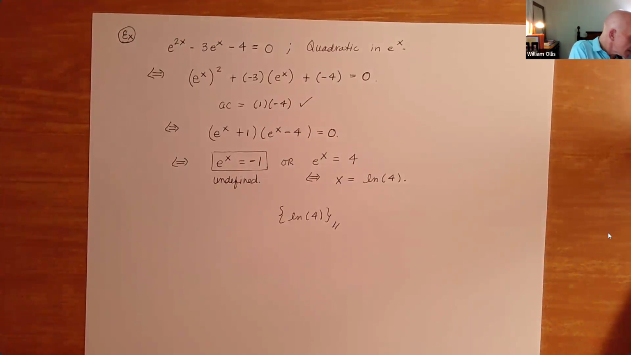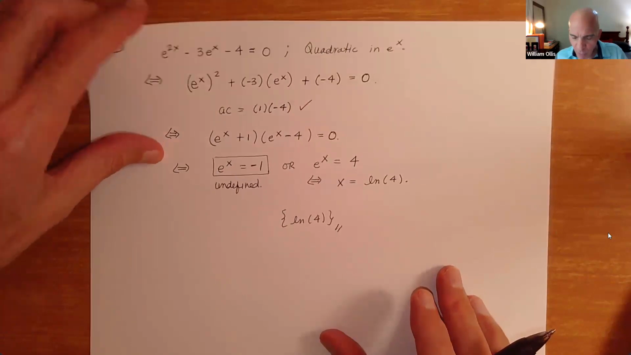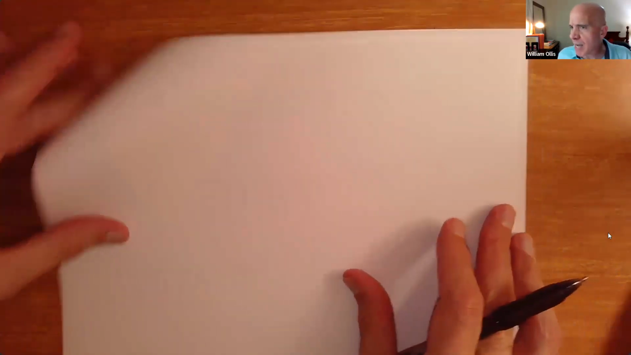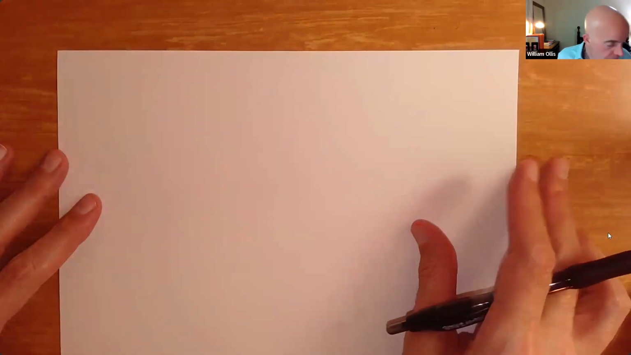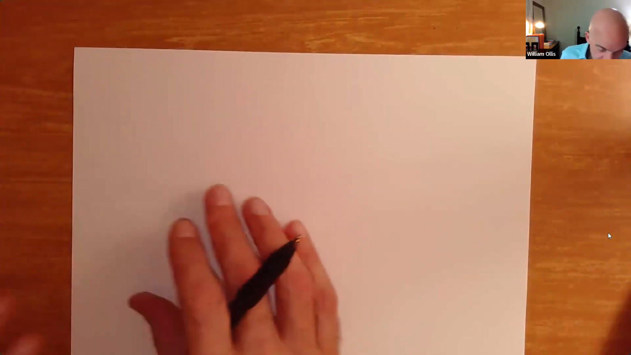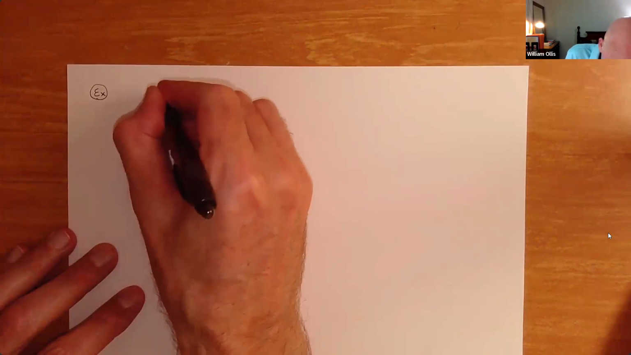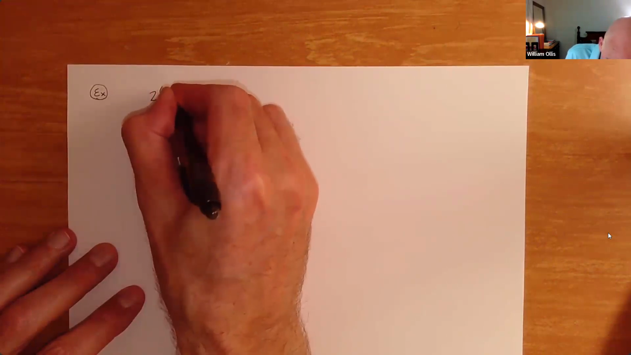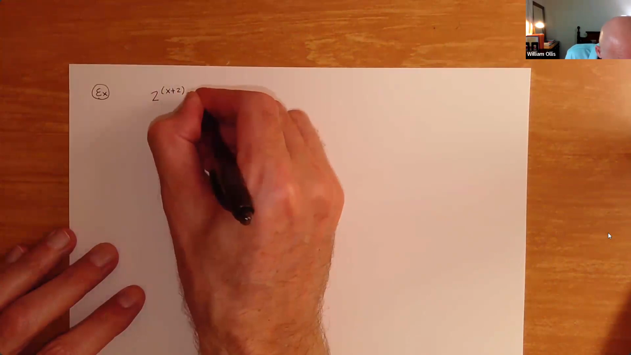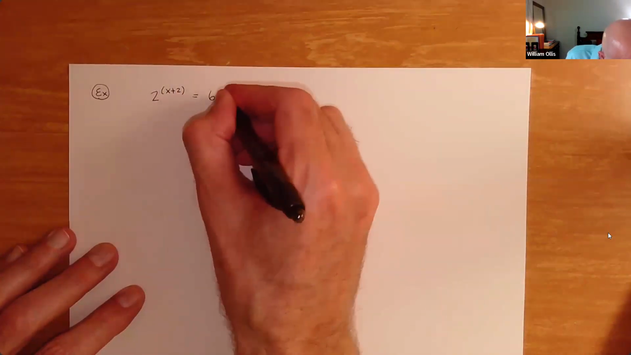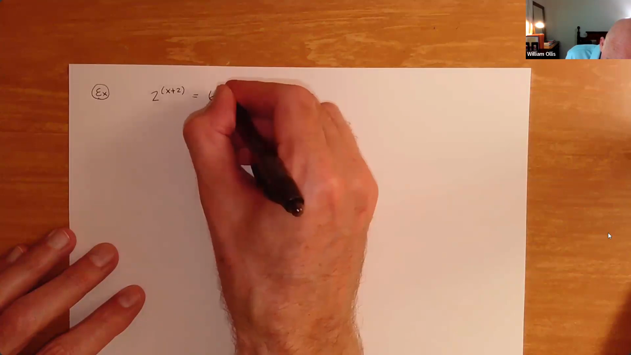Now, there is an interesting problem. Where is it? Oh, yeah. This one reminds me of one we did also earlier, but I don't think we got to the finish line with it. I may have said something about it, but it deserves another presentation. Say we have the following: 2 to the power x plus 2 equals 6 to the power 2x minus 5.